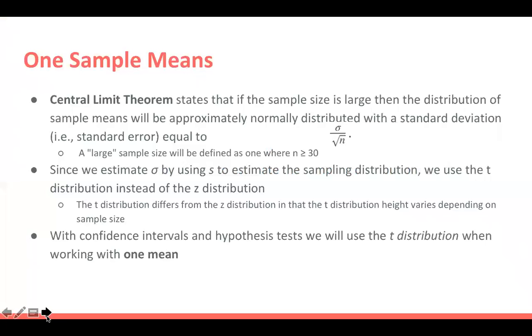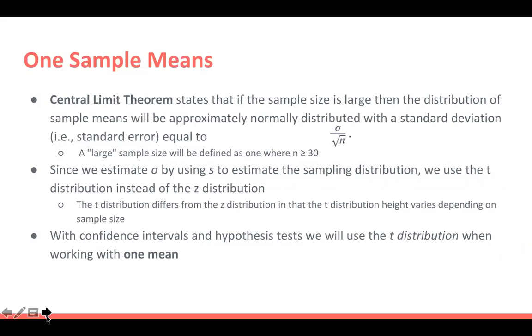So we just did one sample proportion, and now we're going to do one sample mean. So going back to the central limit theorem, remember that it says that if the sample size is large, then the distribution of sample means will be approximately normally distributed with a standard deviation equal to the standard deviation over the square root of n. Sorry, it's a little far over there. But here, in terms of means, we say that a large sample size is one where n is greater than or equal to 30.